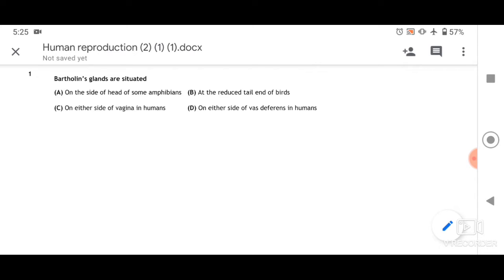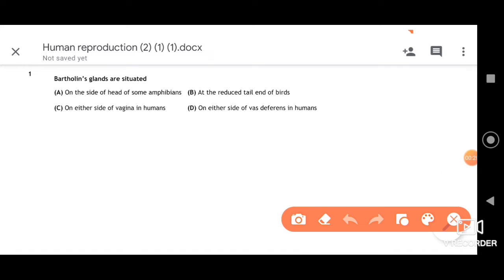Dear students, the first question for today's session is: Bartholin's glands are situated. The given options are: on the side of head of some amphibians, at the reduced tail end of birds, on either side of vagina in humans, on either side of vas deferens in humans. First of all, my dear friends, whenever you are talking about the Bartholin glands, they are of course situated on either side of the vagina in human beings.